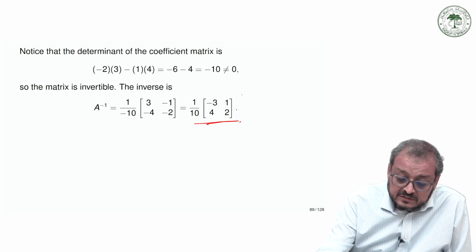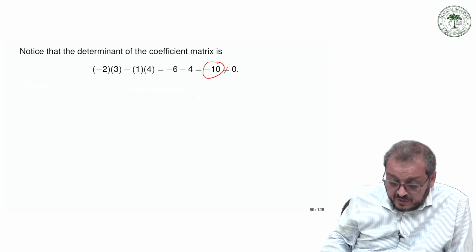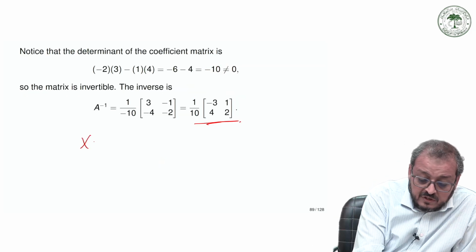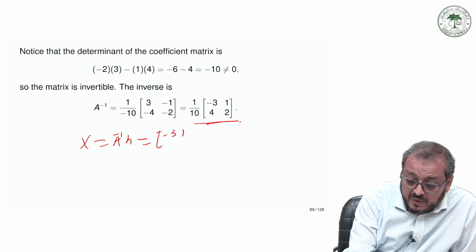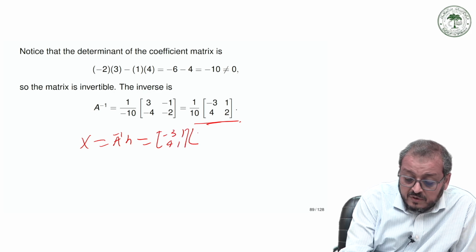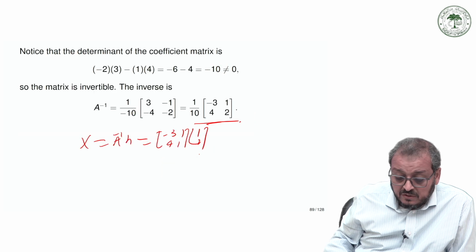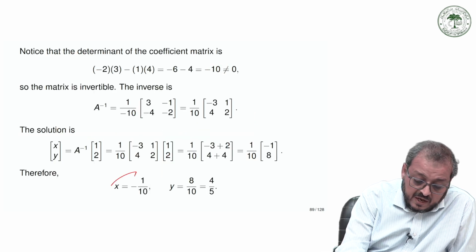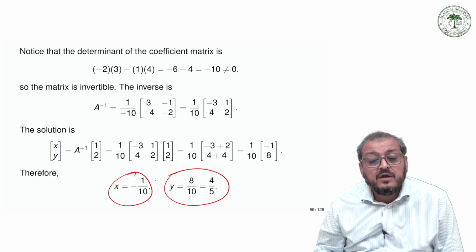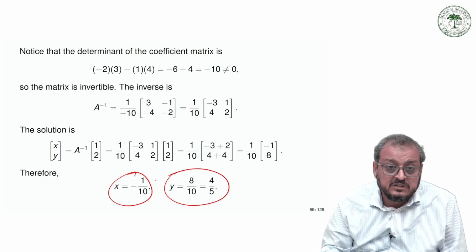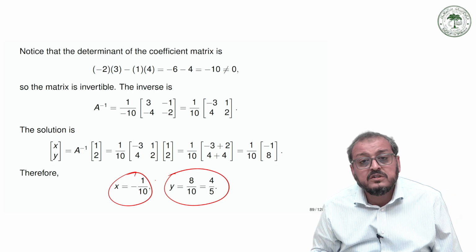So A inverse is this, and the right hand side is [1, 2]. So we have x equal to A inverse B, which can be written as 1/10 times [[-3, 1], [4, 2]] multiplied by [1, 2]. We multiply this and get x equal to minus 1/10 and y equal to 8/10, or 4/5. So this is the solution of the system of equations, obtained by using this technique.